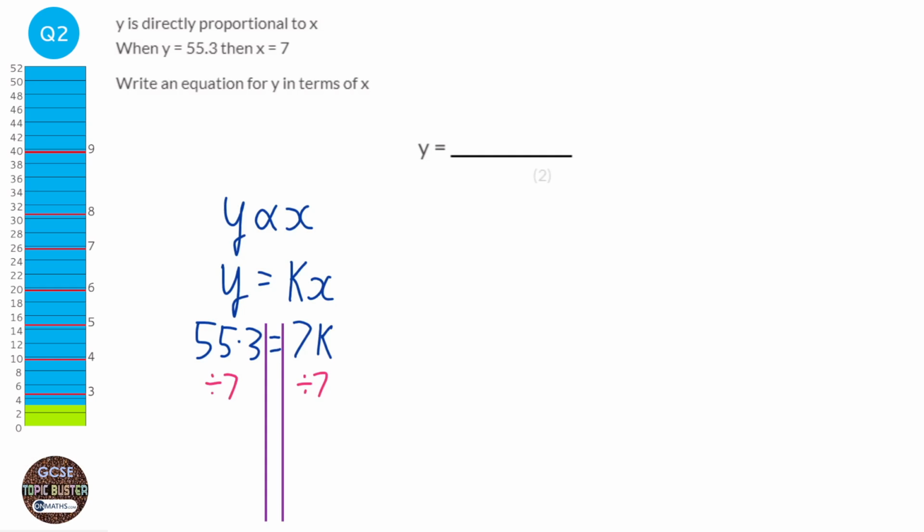And 55.3 divided by 7 is 7.9. And that's what k is. So we're going to rewrite this equation here, this formula here. y equals 7.9x. And that is actually our answer.